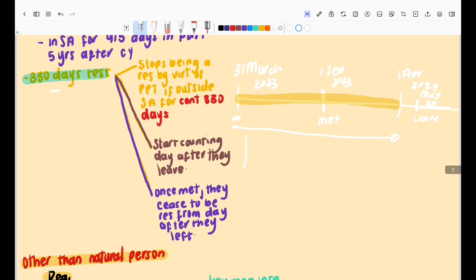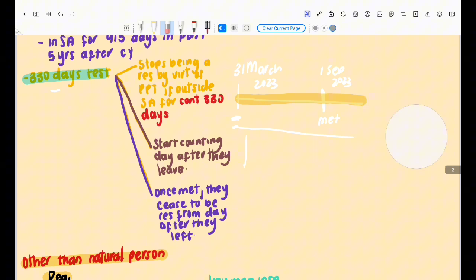Okay, I'm not counting the numbers, but let's say you met it in, okay, it's not going to be in December. So let's say December, guys, just for having an example, right? Let's say you met this in December, right? So after you've met this in December, you are going to be considered a non-resident from the day after you left, right? So if it's confusing you, just go to my example.